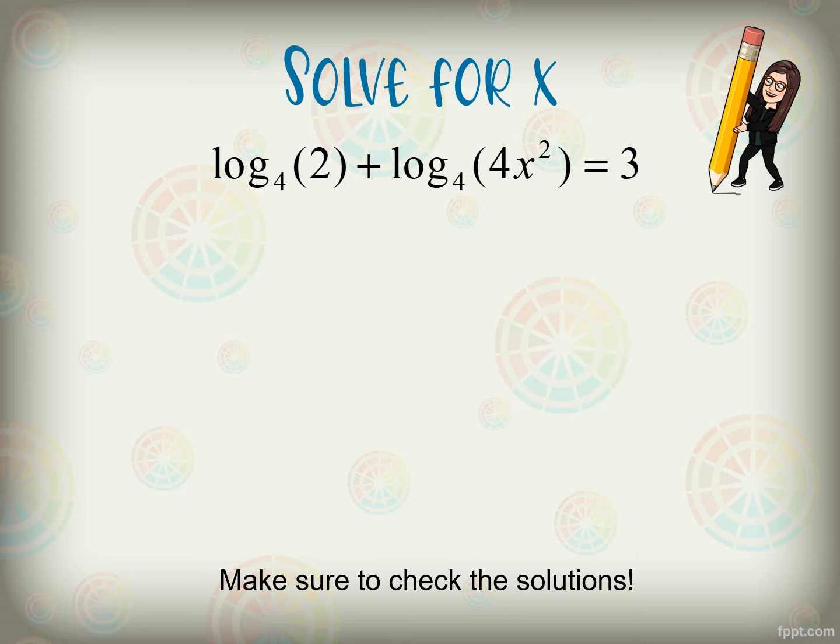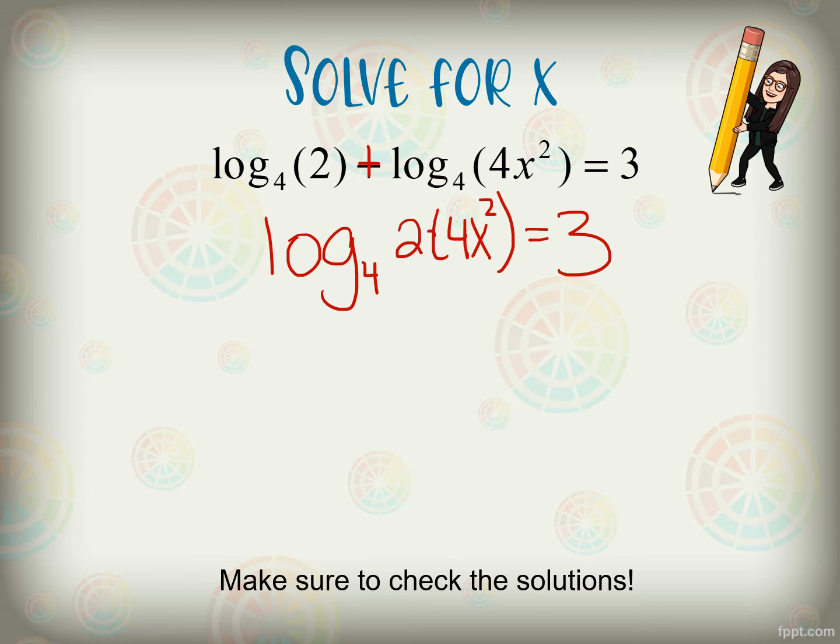I have, again, 2 logs on one side. So I need to convert them into 1 log on one side. I see it's an addition symbol with a base of 4. Addition becomes multiplication. So I'm going to multiply my 2 values. That gets me to a value of 8x squared.